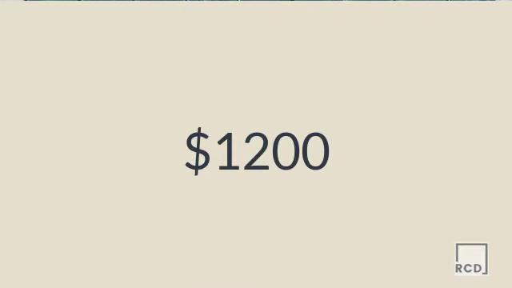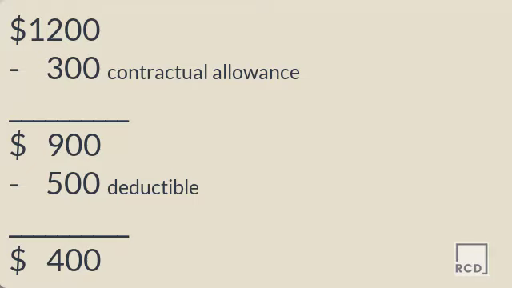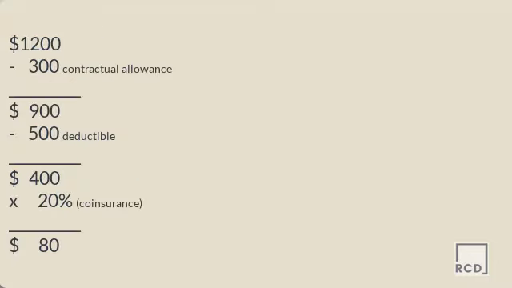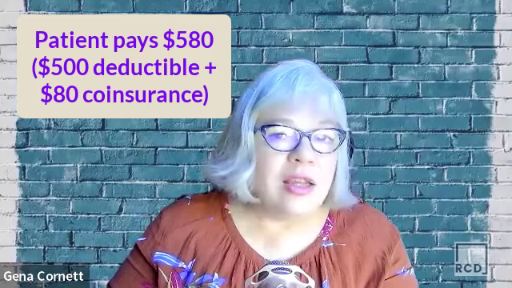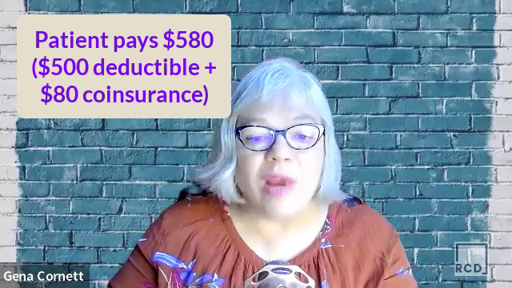The provider's full charge is $1,200, but the contractual allowance reduces the charge to $900. That $300 difference is written off by the provider. The patient has a $500 deductible and hasn't paid any of it yet. They're responsible for the first $500. After the deductible, their coinsurance is 20%. They owe 20% of the remaining $400, which is $80. Their total cost for the procedure is $580, and their insurance covers the rest.